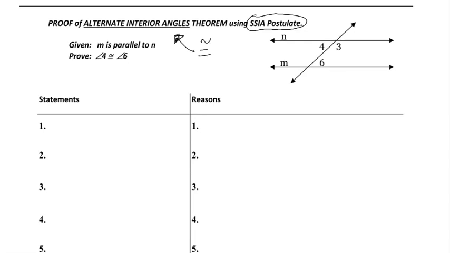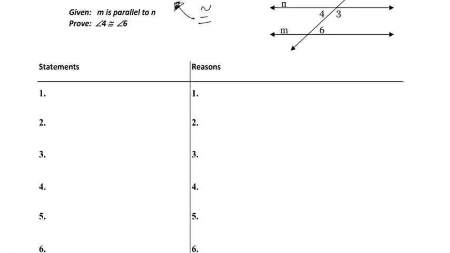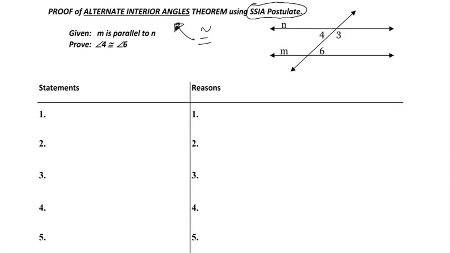And you cannot just say alternate interior angles theorem. For right now, we're using this as basically a practice for doing proofs. So we look at this, I need to come up with a plan. What could my plan be?